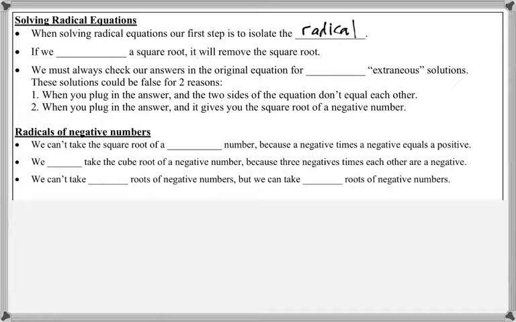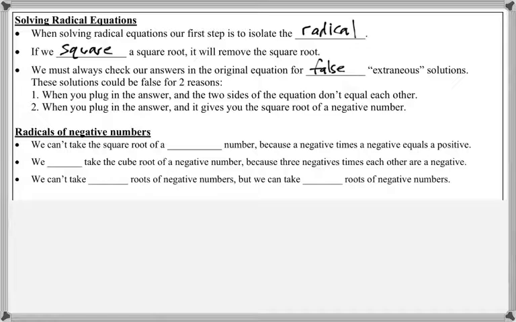So if we square a square root, it will remove the square root. This is because they are inverse operations, they are opposites. So this is also something that we're going to have to be doing when we're solving these. And then also we must always check our answers in the original equation for false or extraneous solutions.